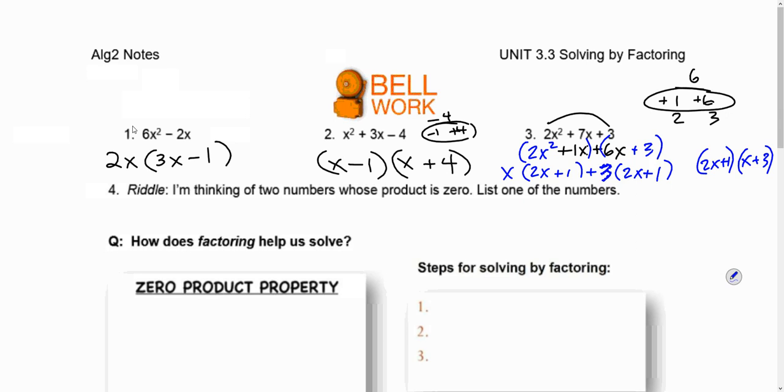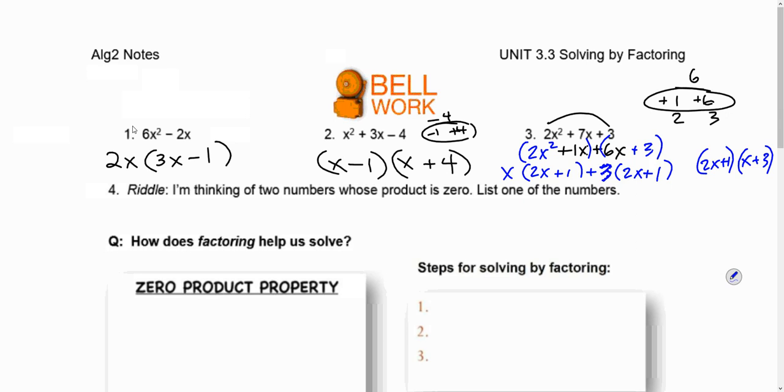So those are our 3 review problems, and that's actually going to lead into what we're going to talk about today. Oh, I forgot about number 4. Number 4, it's like a riddle. It says, I'm thinking of 2 numbers whose product is 0. Tell me what one of the numbers is. You guys know what a product is? Product is the answer to a multiplication problem.